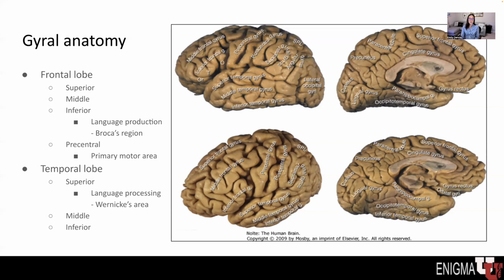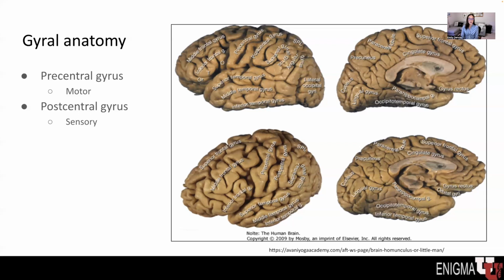Some other regions, the precentral gyrus, we've gone over numerous times. This is the primary motor area. We have in the temporal lobe the superior temporal gyrus, middle temporal gyrus, and inferior temporal gyrus. And in the superior temporal gyrus, towards the back part of it, is an area called Wernicke's area that is important for language processing. Again, just like Broca's area, this was named for the doctor who discovered the importance of this region based on a patient who had a lesion there.